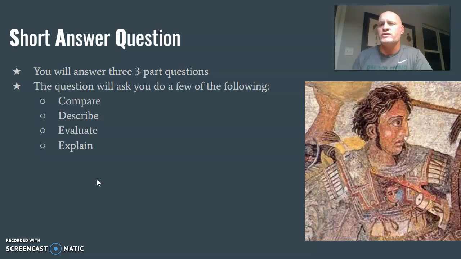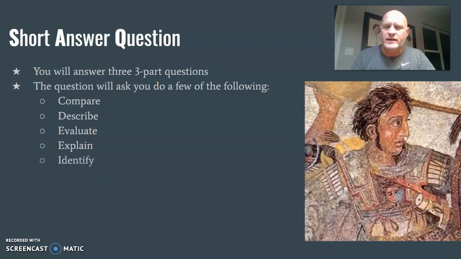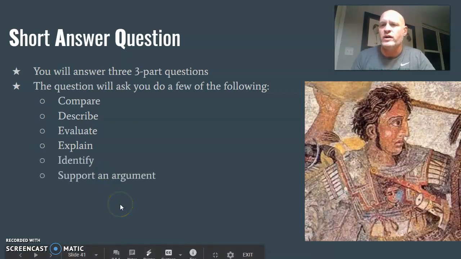The short answer question section is actually 3 short answers, and each short answer is broken down into 3 parts, an A, a B, and a C. And so really you're answering 9 questions, albeit short ones. The question will ask you to do a few of the following: compare, describe, evaluate, explain, identify, and support an argument. And so we need to be prepared with a deep well of historical knowledge in order to draw upon that well of knowledge to answer these questions when they are tasked to us.